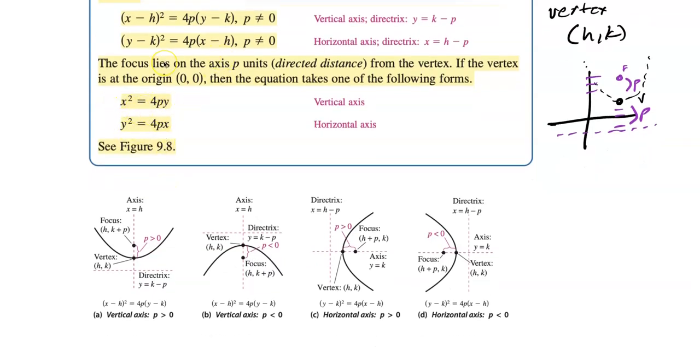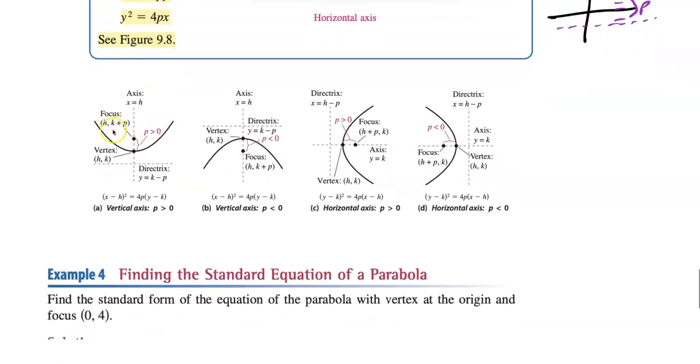So you plug in 0, 0. So here we go, right? So here's our vertex. Notice this is whatever the vertex is, you add p to that and you get the focus, and you add p backwards to get the directrix. Same thing with upside down. This is a negative x squared graph.